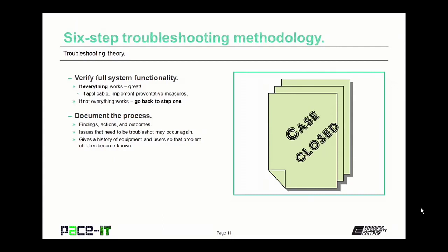This is so if the problem occurs again, there is a document that'll walk somebody through an easy way to resolve the issue. It also gives a history of equipment and users so that problem children can become known. Another important aspect of this is that both positive and negative outcomes need to be documented. This is so that other people don't make the same mistakes that you might have made.